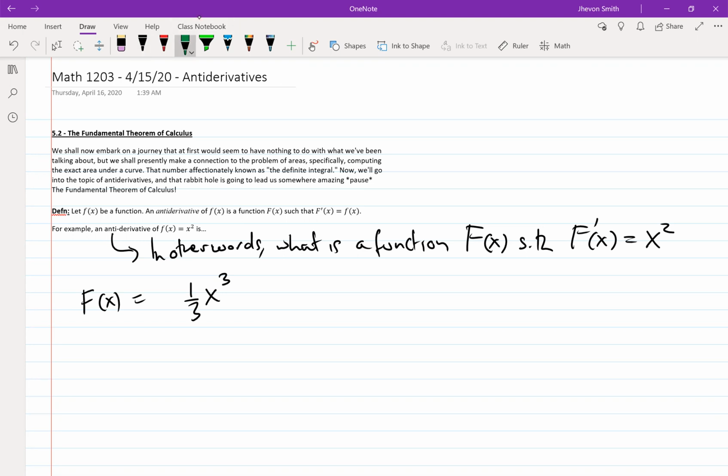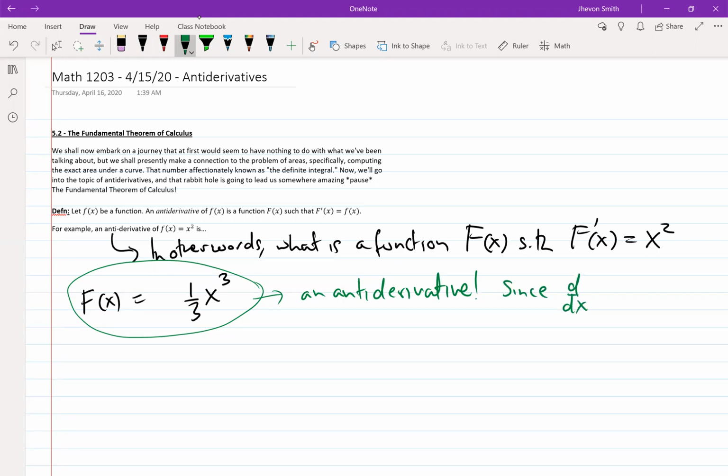So this function actually makes a lot of sense. This guy is an antiderivative. How do I know it's an antiderivative? If I were to differentiate a third x cubed, that would give me 1/3, because we leave the constant, differentiate the x cubed, 3x squared. The 3's would cancel, and I would just get x squared as the answer. So this is a function that if I differentiate it, I get x squared. Therefore, this guy is called an antiderivative of x squared. It's the guy that if I differentiate it, I get x squared.